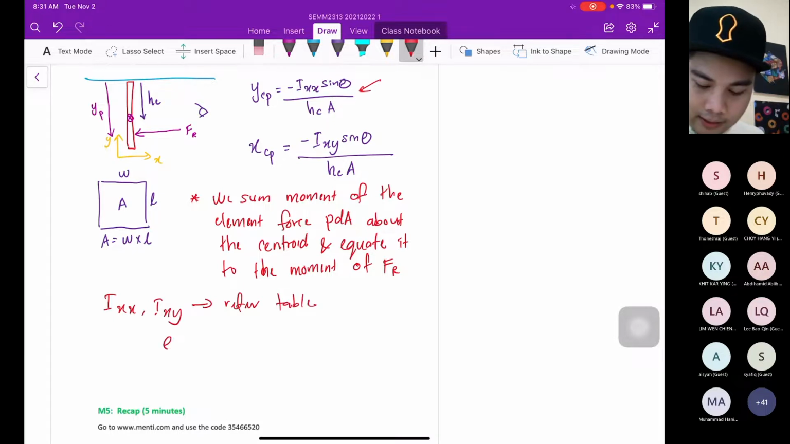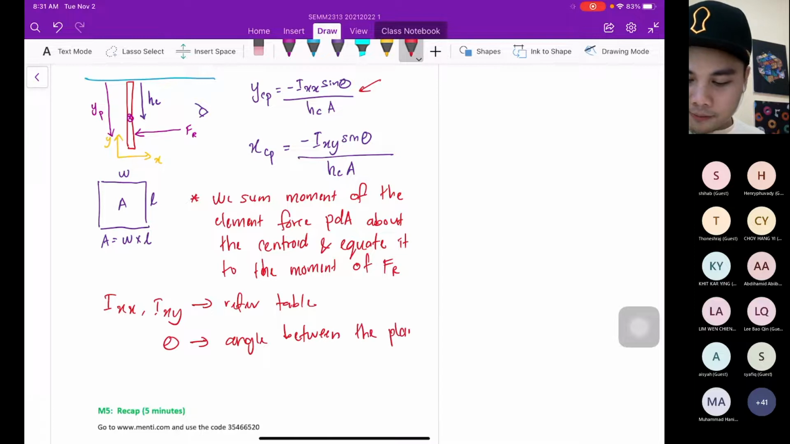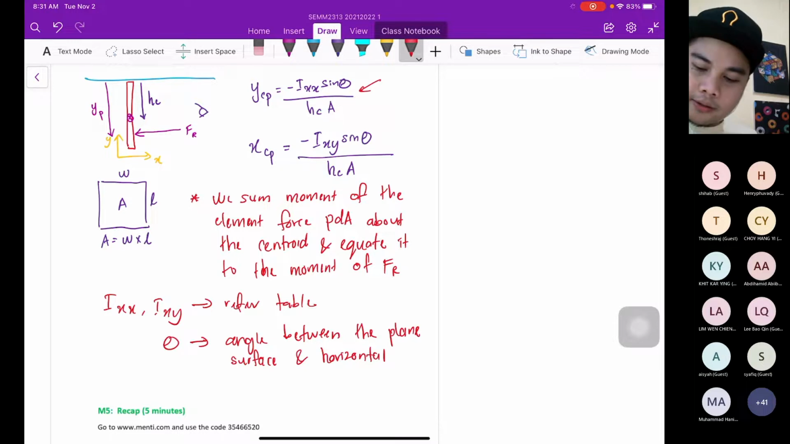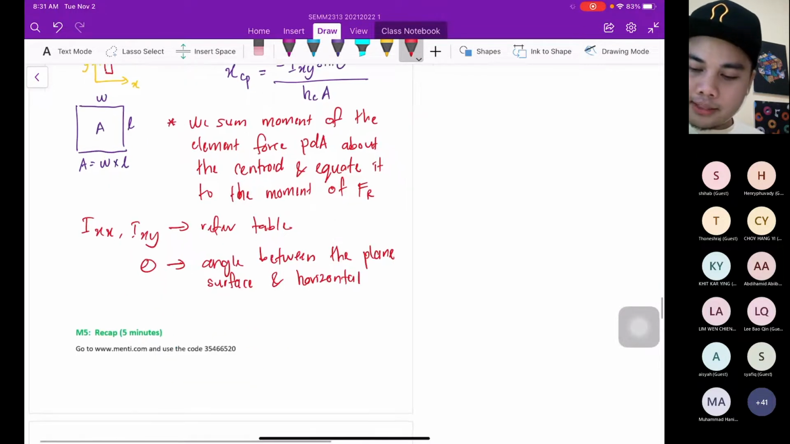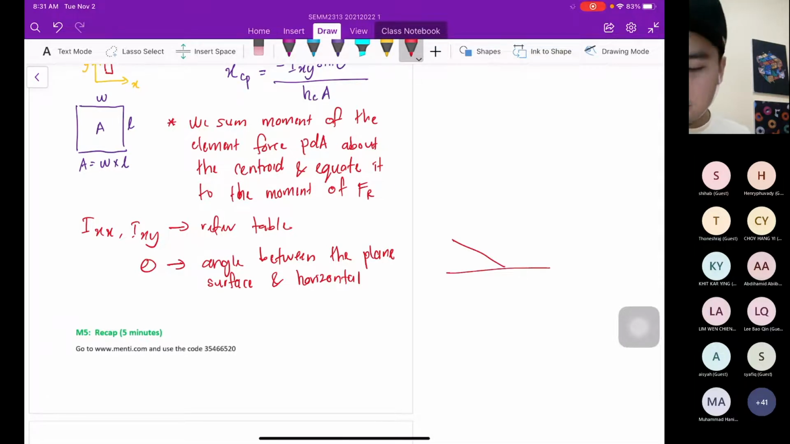However, for the theta, this is important: it is the angle between the plane surface and the horizontal. For example, this is the plane and this is the surface. Where is the angle? This is the angle. It is an acute angle, less than 90 degrees.